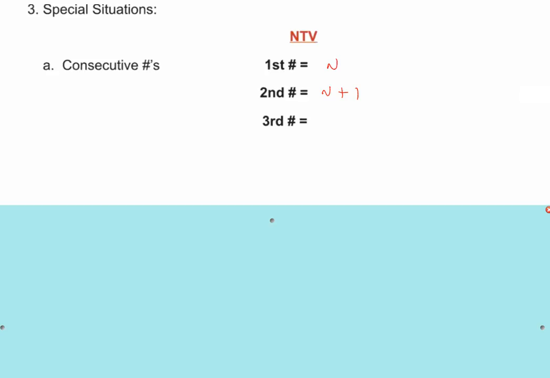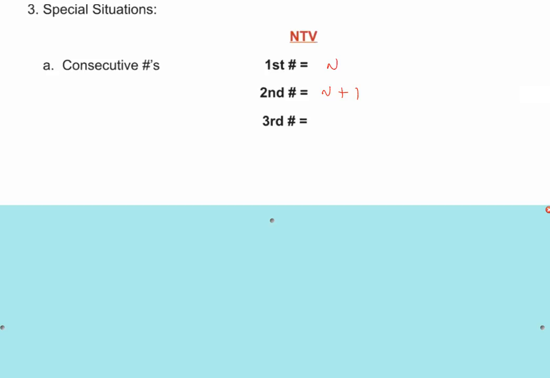The next number is always N plus 1. Hey, when I said 11 and you said 12, isn't 12 11 plus 1? When I said 73 and you said 74, wasn't 74 73 plus 1? Yeah, it was. Okay, now let's get to the third number.